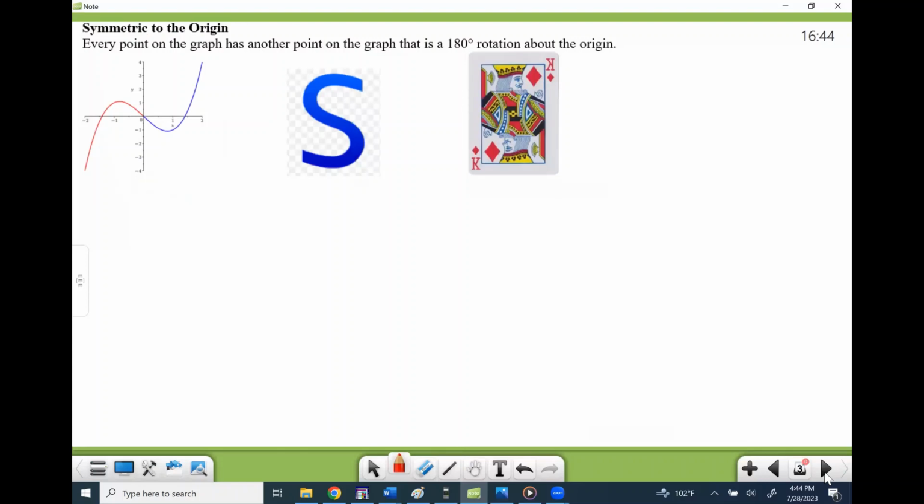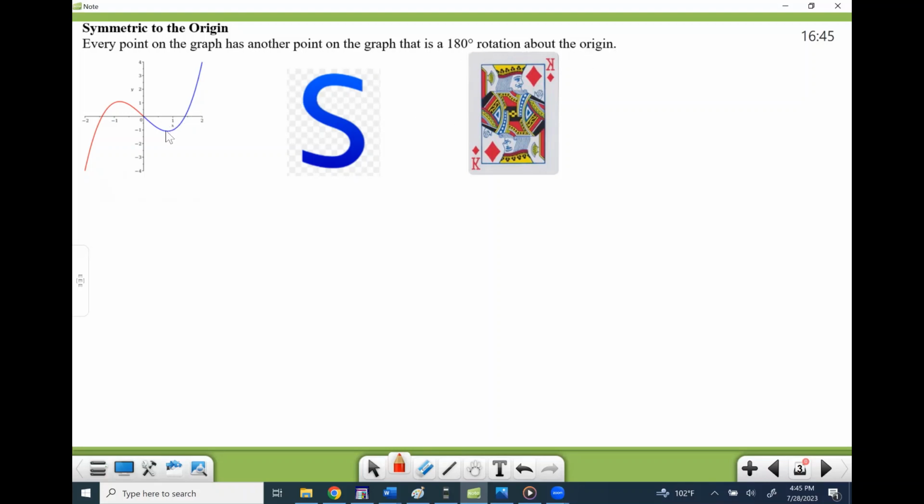Now this isn't as obvious. Those other two I feel like are kind of obvious: symmetric to the x, symmetric to the y. But this one's symmetric to the origin and might be new to a lot of you. It says every point on the graph has another point on the graph that is a 180-degree rotation about the origin.